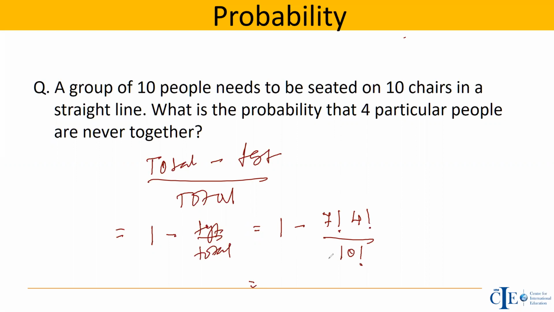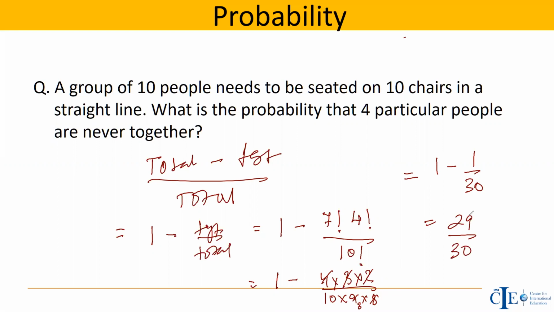Now if you try to simplify this, 1 minus 7 factorial cancels, this is 4 into 3 into 2, which is left on 10 into 9 and 8. So 4 and 2 cancel off with 8, 3 cancels 9 three times. So this gives us 1 minus 1 on 30. So the required probability is 29 on 30. Right? Perfect. Exactly, 29 on 30.